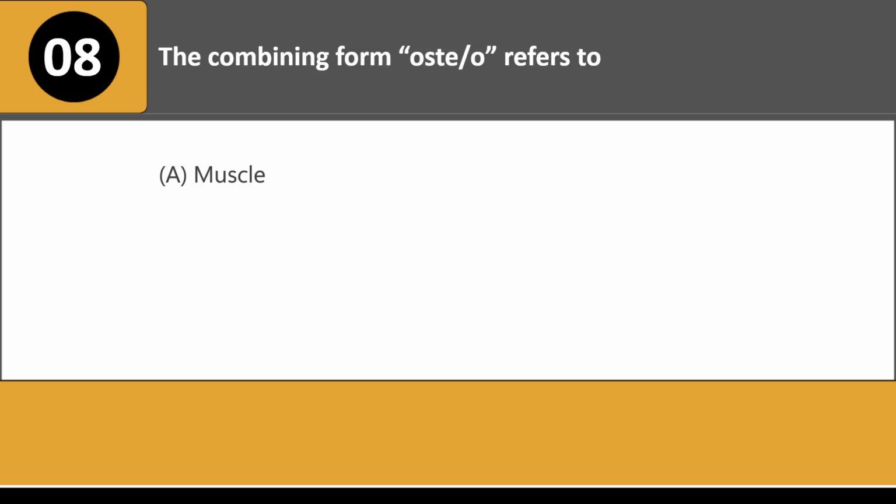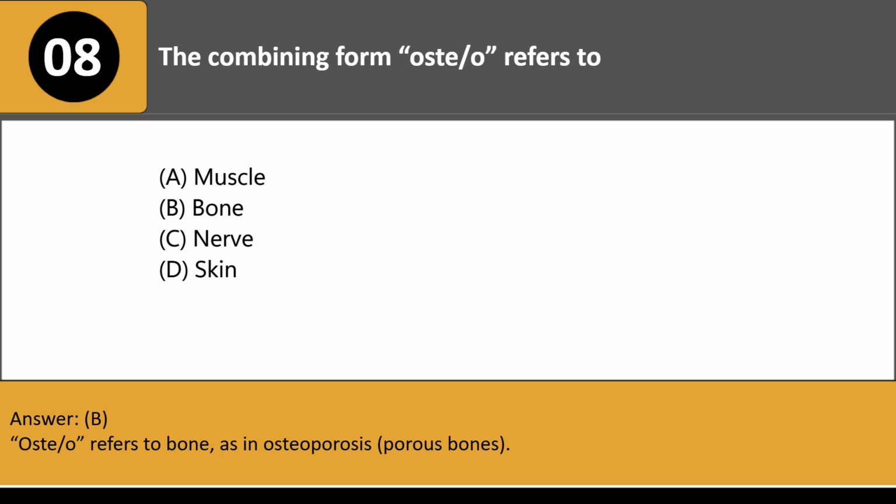The combining form os/o refers to A. Muscle, B. Bone, C. Nerve, D. Skin. Answer B. Os/o refers to bone, as in osteoporosis, porous bones.